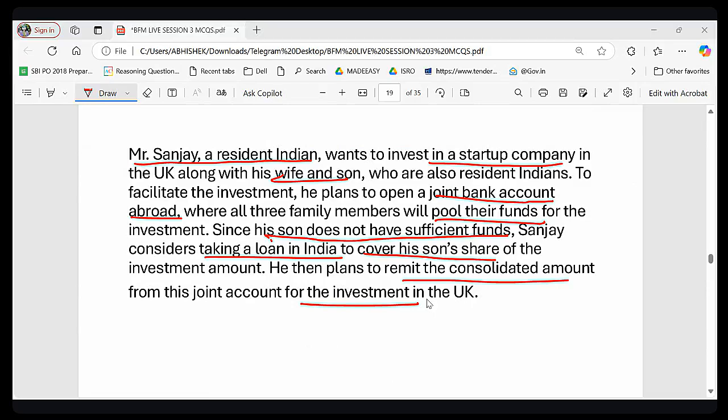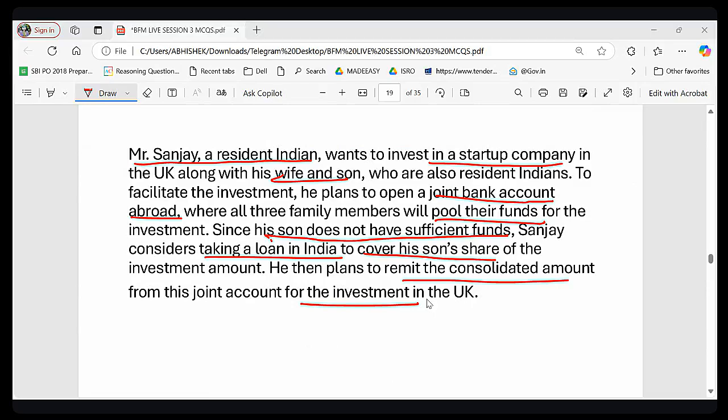Resident Indians are allowed to open a bank account abroad for facilitating legitimate overseas investment transactions. So this question is all about overseas investment, which Mr. Sanjay can do, right? I hope it is clear. Yes, he can invest. He can open a joint bank account abroad to facilitate overseas investment.